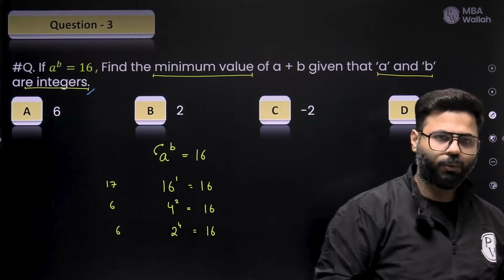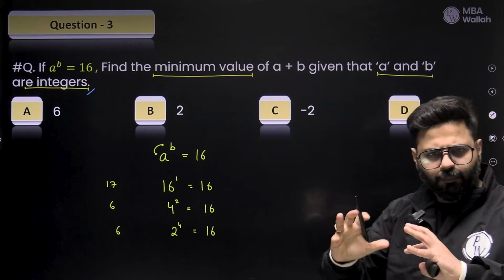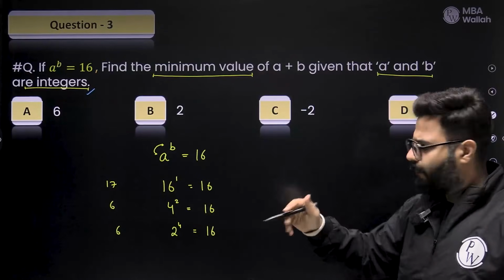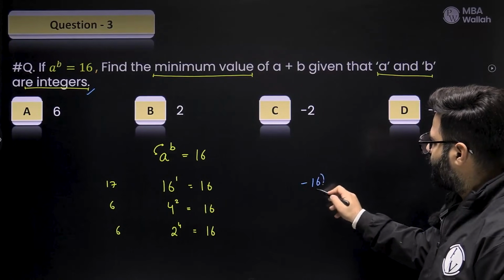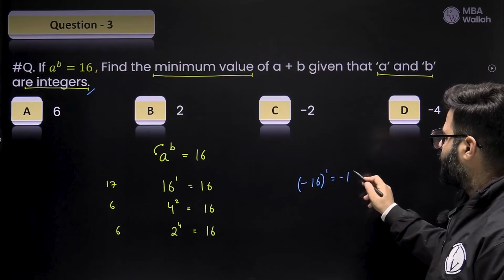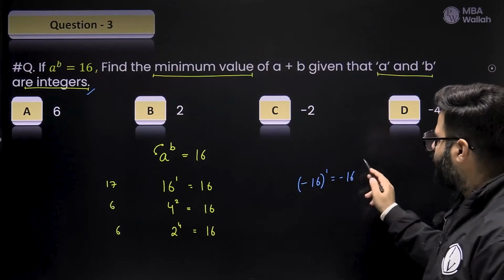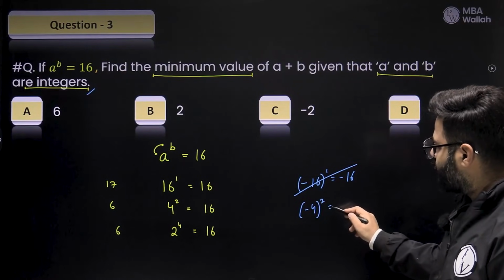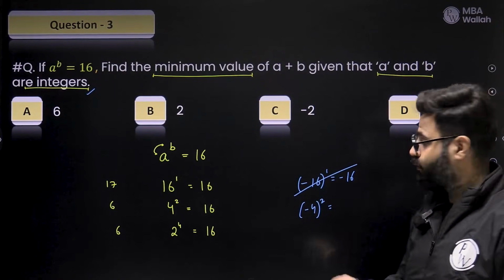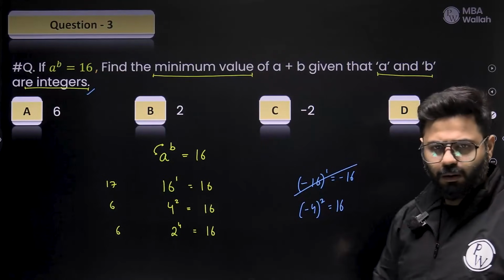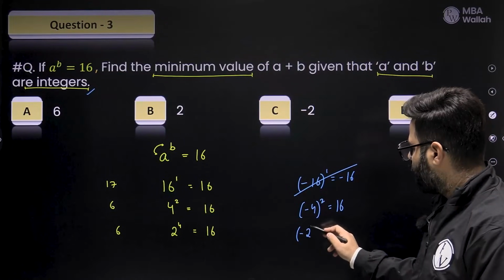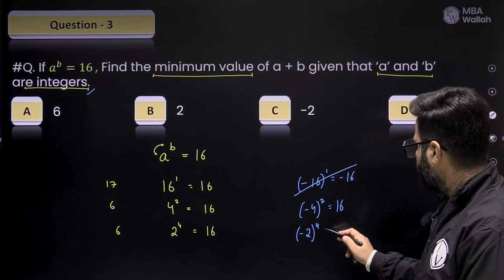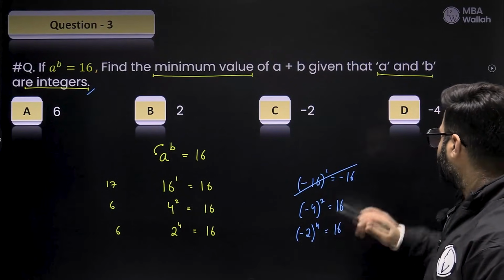What if they turn out to be negative? Can a negative power give us 16? Let's think. We have to think on this line only. Minus 16 to the power 1? No, that's a minus 16. We need a 16. Out of picture. Minus 4 to the power 2? Is it 16? Yes. Minus 4 into minus 4 is 16. Minus 2 to the power 4? Yes. Even power again will make positive sign. So these two are another two options which are allowed.